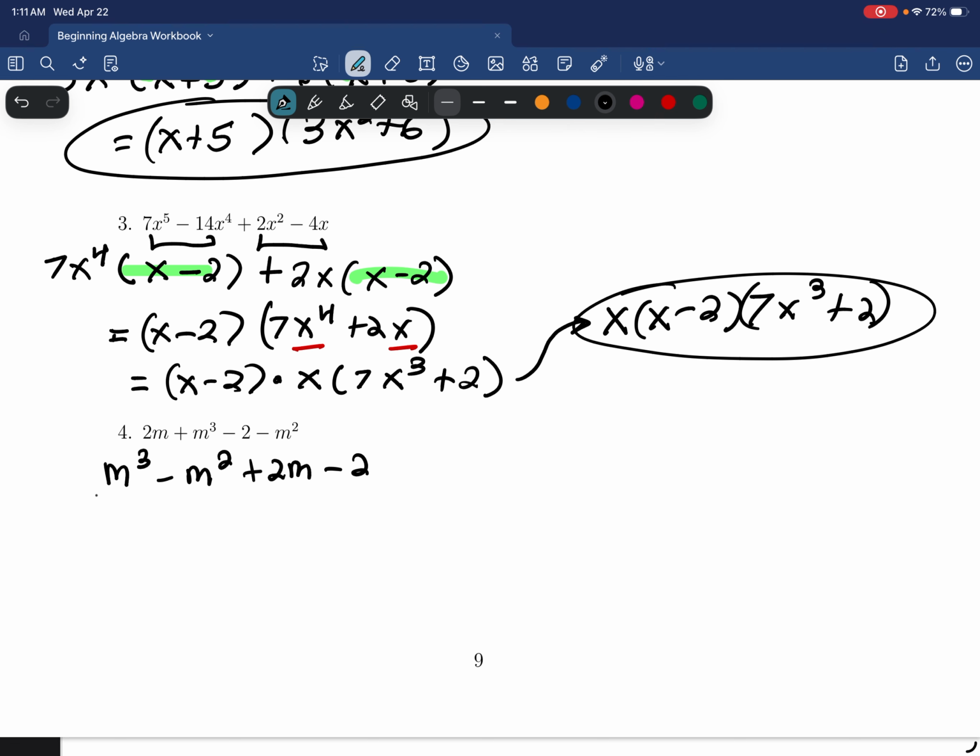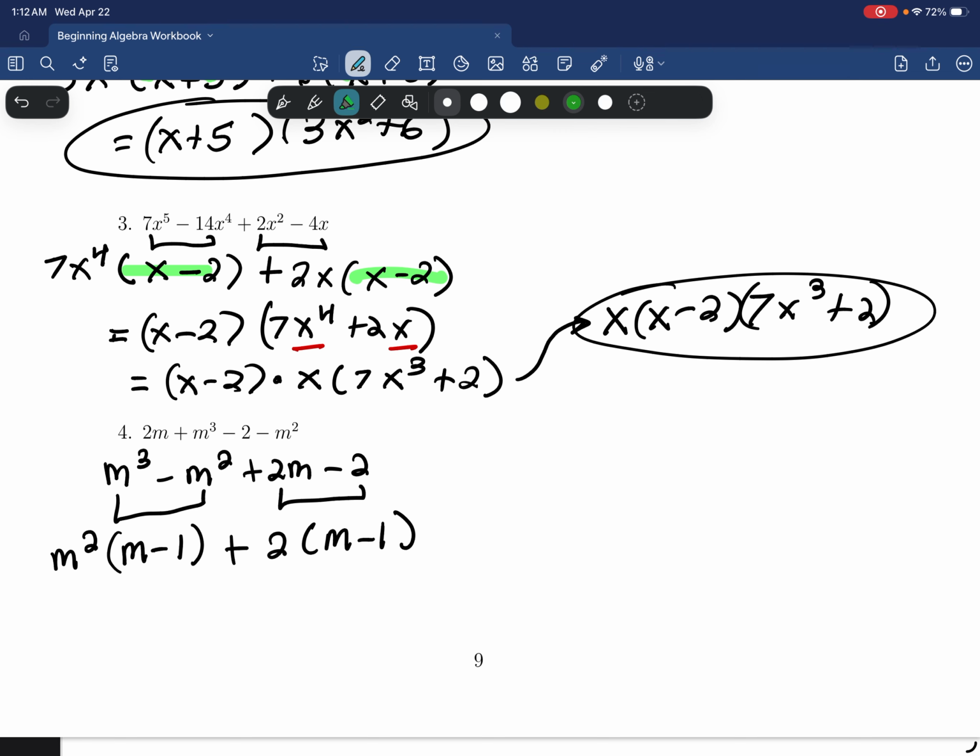And now let's do our factoring by grouping. I'm going to first find what the greatest common factor is in the first pair here, and I can factor out m squared. And when I do that, I get m minus 1. And then I'm going to add 2m minus 2. I can go ahead and factor out a 2. And when I do that, we get m minus 1. And our binomials here match. So we can go ahead and rewrite this as a product. So we get m minus 1 times m squared plus 2. And that's it. That's your final answer.